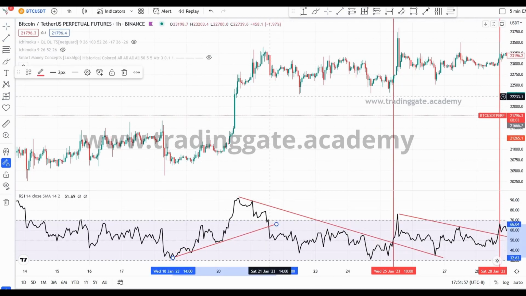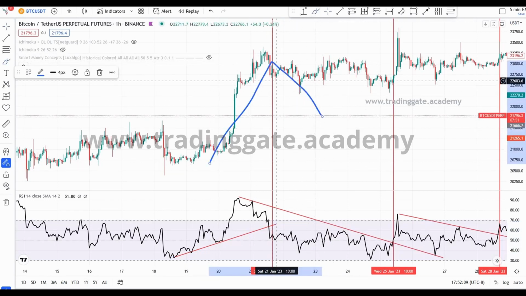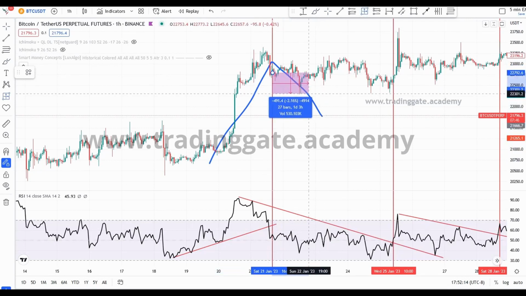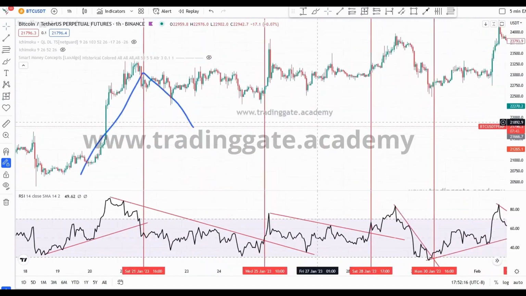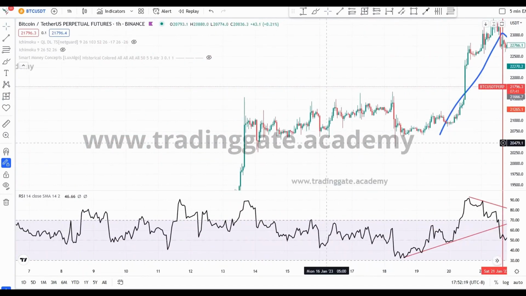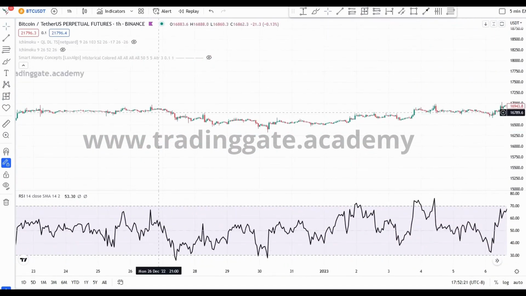The price crossed down the trend line, which means I'm expecting a movement like this, right? I'm not saying that it's going to happen for sure, but I'm expecting it, and it happened, approximately 2%. But as I mentioned, you need to know where you are in the market. Let's go back a little bit more.